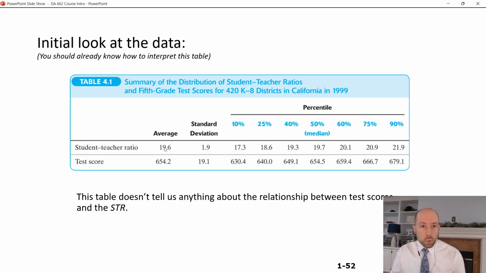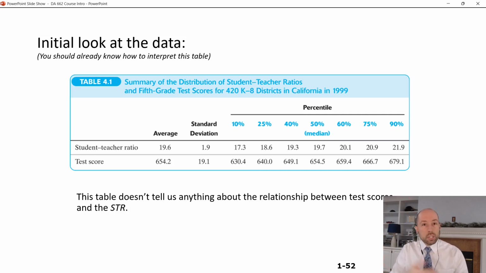Okay, but 19.6 in public schools for something like 5th grade is not that bad. The standard deviation is, notice, we've got the first 2 moments of the distribution here. On average, you could expect the student-teacher ratio in a district to be about 19.6. You're equally likely to be some number above that as you are to be some number below that if you draw a district randomly from this list.